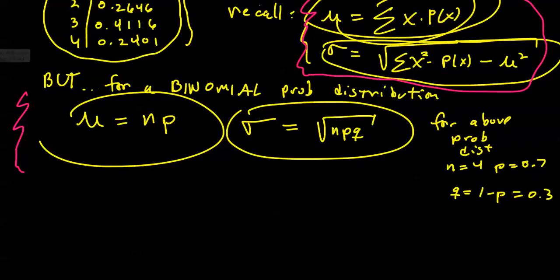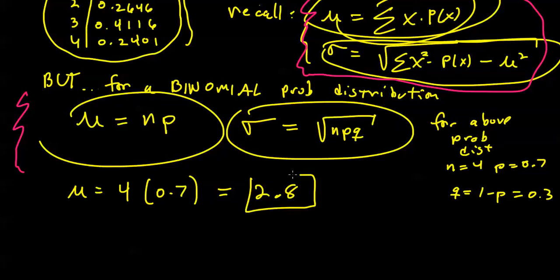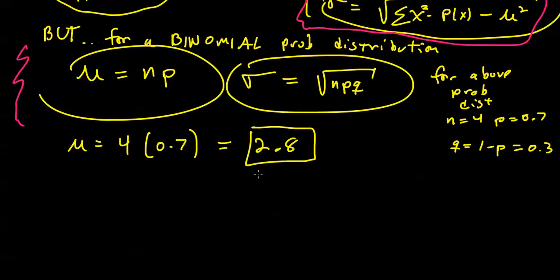Well, mu is simply n times p. Well, n is 4 and p is 0.7. Really, that's all there is to it. And if I punch that out of my calculator, I get 2.8. So the mean for the number of boys in 4 births, where the probability of boy is 0.7, that mean value is 2.8 boys.